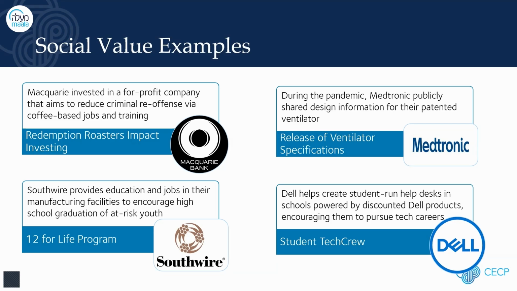Southwire, which is an electrical manufacturing company in the southern United States, has a 12 for Life program that provides education and jobs in their manufacturing facilities to encourage their high school students to graduate, particularly those at-risk youth. And then Dell has a Student Tech Crew program where they sell schools discounted Dell products and help create student-run help desks to encourage those students to pursue careers in IT and technology. In the next module, I'll share some tools to determine what initiatives may count under TSI.